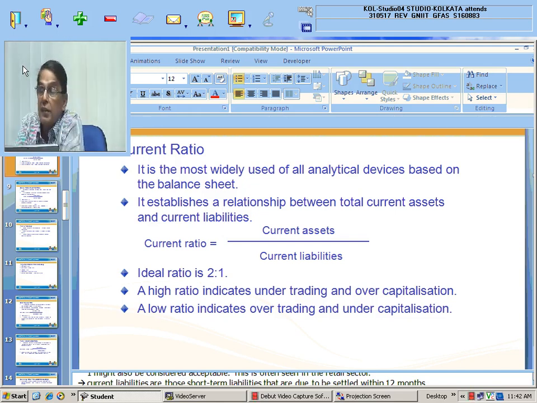A company is carrying excess working capital. A low ratio indicates over trading and undercapitalization. That means the company doesn't have adequate working capital to run its routine operations. So the ideal ratio is normally considered as 2:1, although it can vary from industry to industry, because there will be some industries where the ideal ratio could be much less than 2:1.